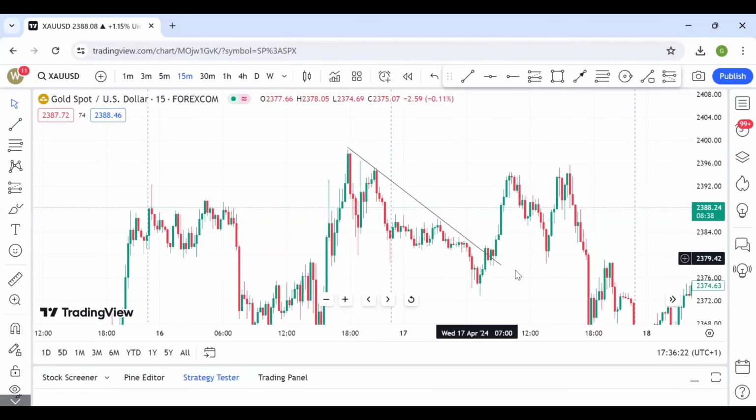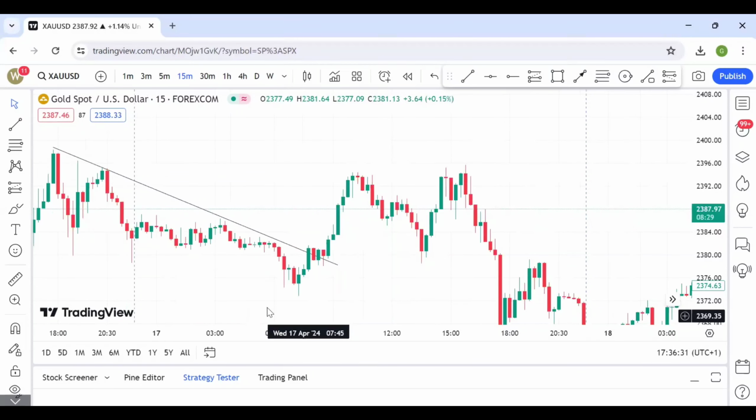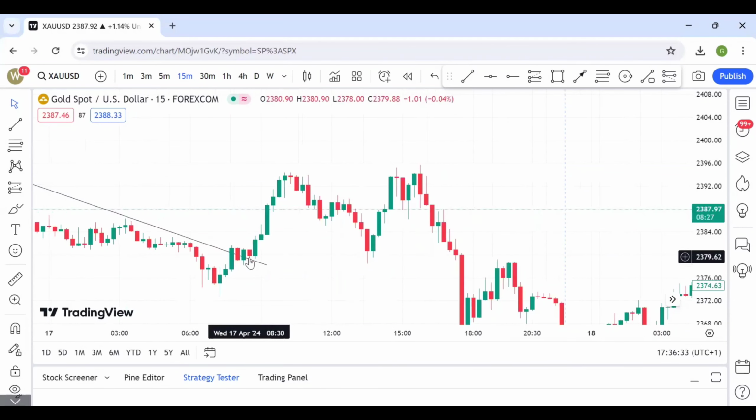Now look at what happened with this hammer here. Let me bring it to our normal form. Now look at this candle. I was emphasizing this hammer. The moment it was formed and this one closes above it, look at what happened. You can see how the market started going up.